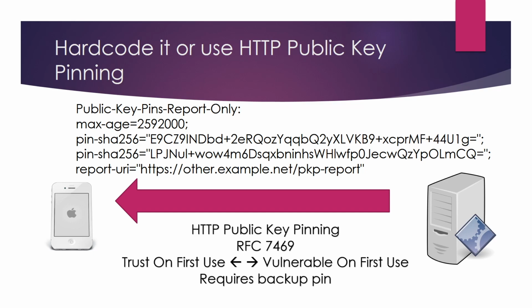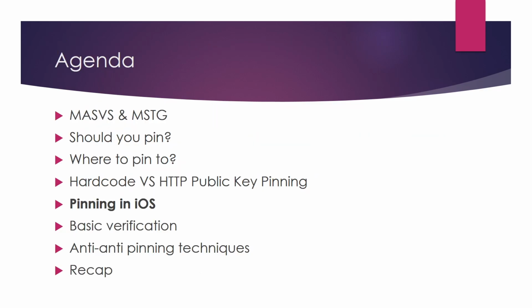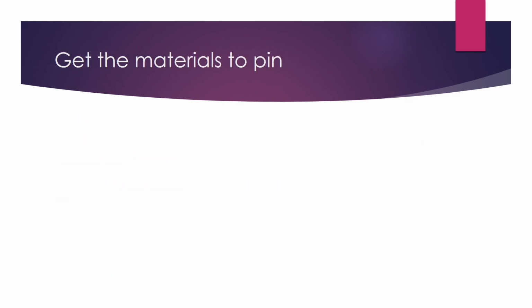And you need to set up this backup pin, because the first one is your primary pin where you're going to pin to, and this is basically your backup pin, and the standard requires 2 at least, so you already need to set up your secondary set, which actually is a good idea in terms of your first private key got compromised anyway. All right, next, pinning in iOS. Show me the code.